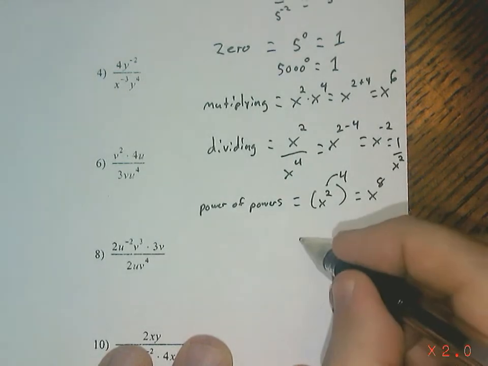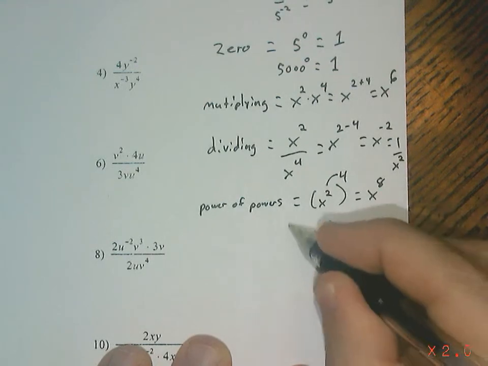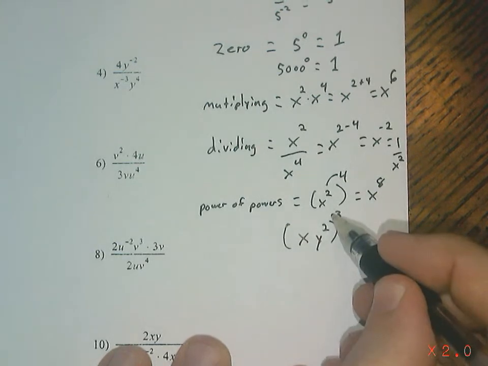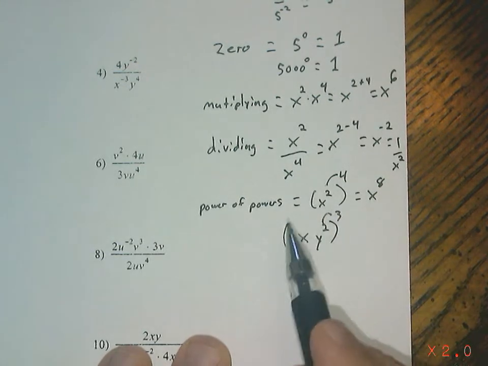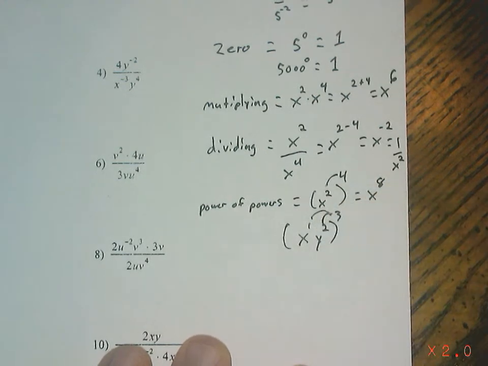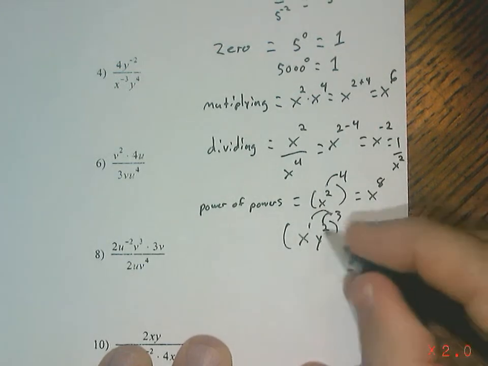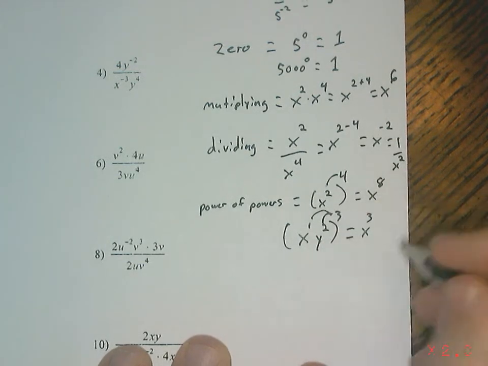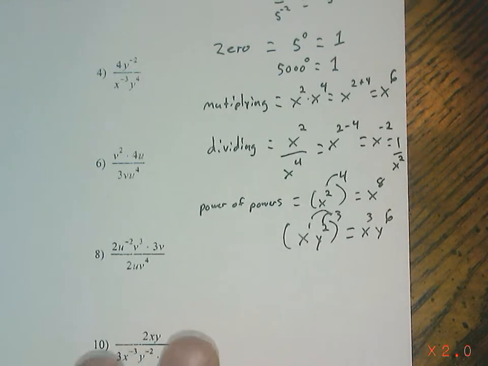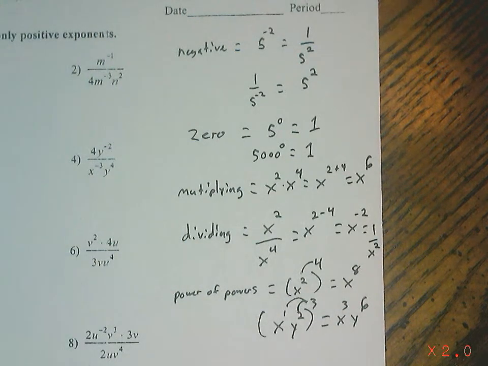If I had something like x, y to the 2nd, all to the 3rd power, again, you're distributing to all the exponents inside, so 3 times 2, but also this x would have an exponent of 1, right? Everything has an exponent. So you've got to make sure you distribute to both of those. So you would get x to the 3, y to the 6, 3 times 1 is 3, 2 times 3 is 6, so that would be your answer there. Okay, those are the 5 properties that you've got to remember.